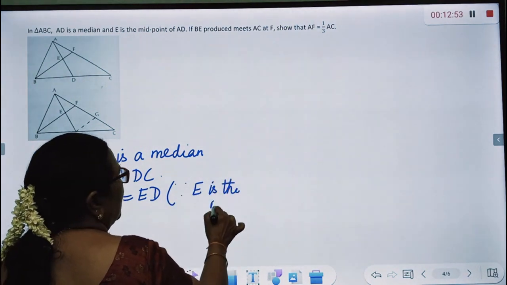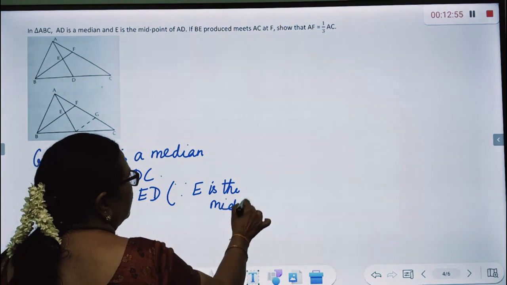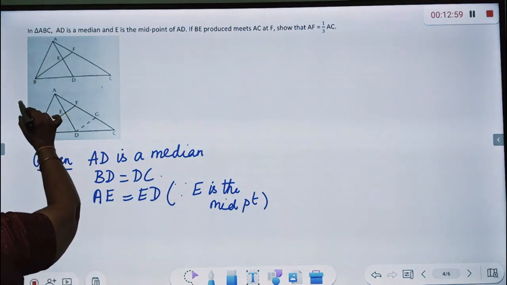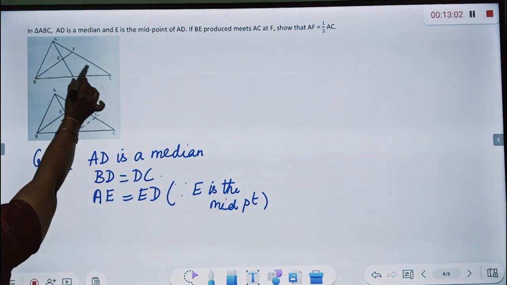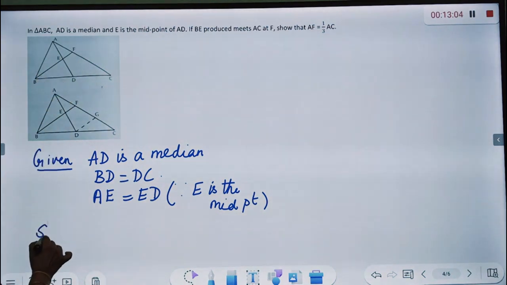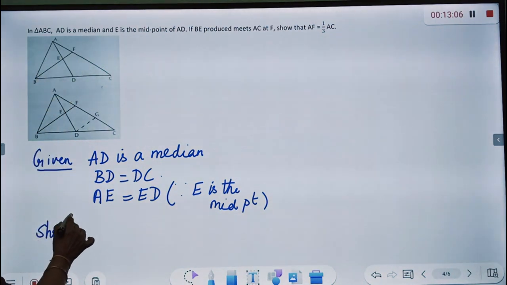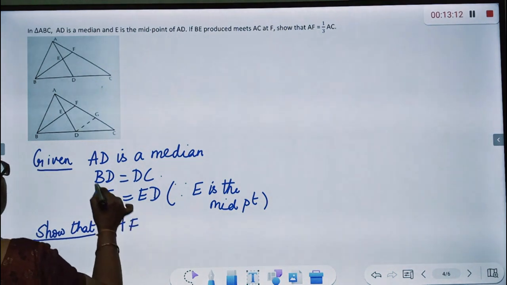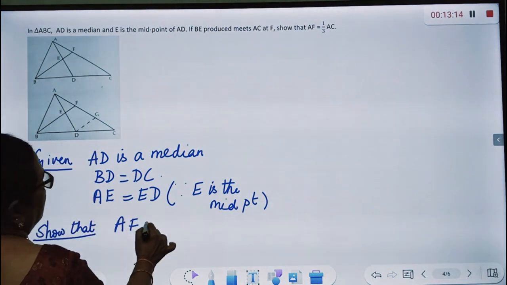So I am just now collecting what is the data which is given. Okay, and BE is produced to meet AC at F. You have to show that AF is 1/3 of AC.